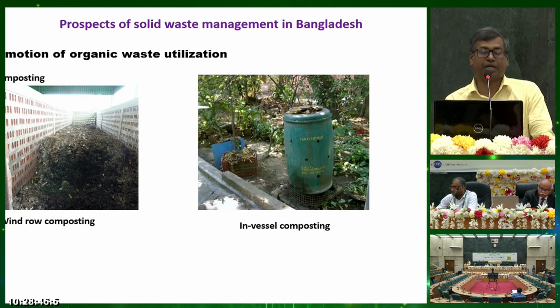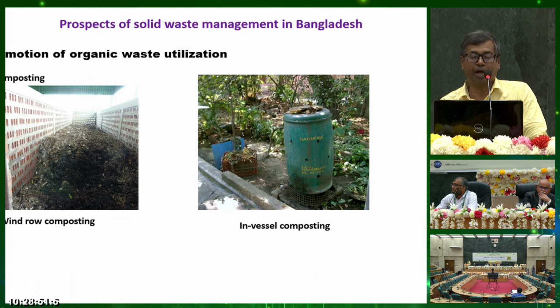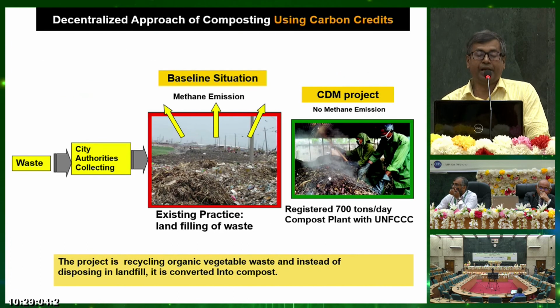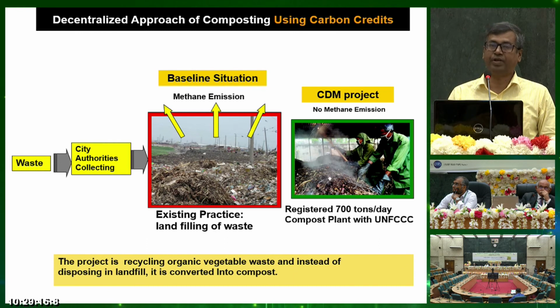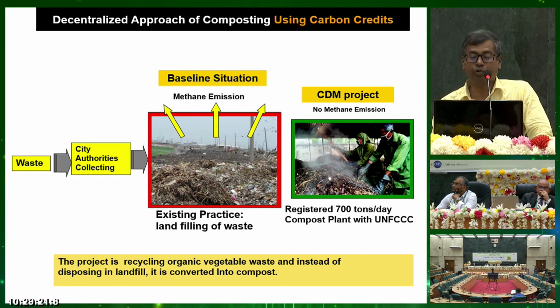So food waste can be minimized, and we can also prepare compost from organic wastes, and you know that this is windrow waste composting, and for a small quantity of waste we can compost in vessel composting, and we can also, in a decentralized approach of composting using carbon credit, prepare compost plants in every ward of the city corporation, and then we can compost it.